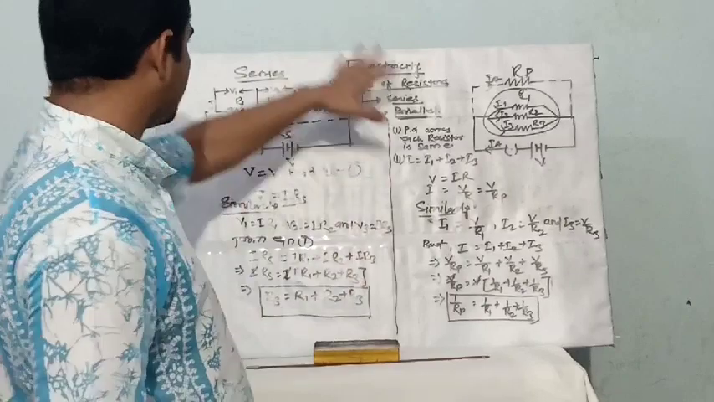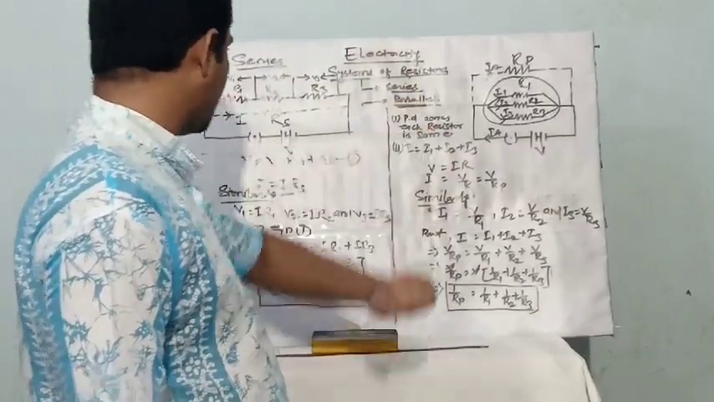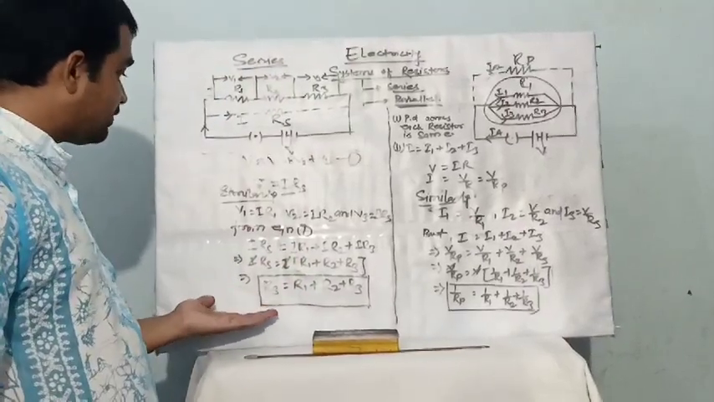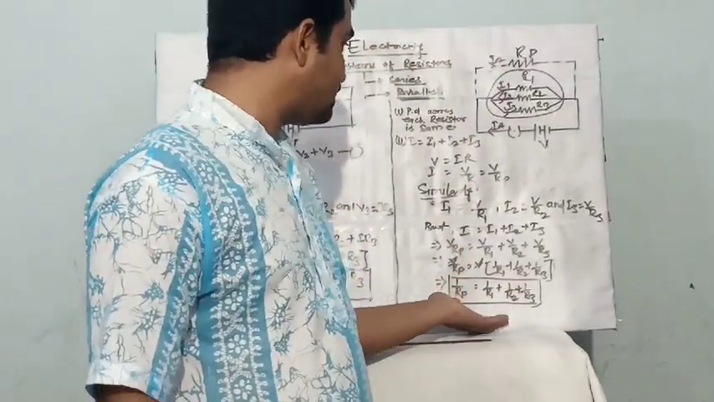So today we have discussed the system of resistors. In the system of resistors we have discussed the series and parallel combination. In the case of the series combination, when they are connected, the effective resistance increases, and when they are connected in parallel combination, the effective resistance decreases.